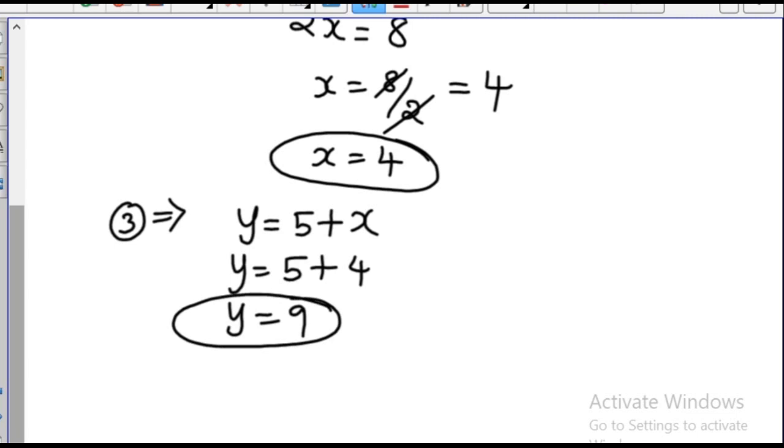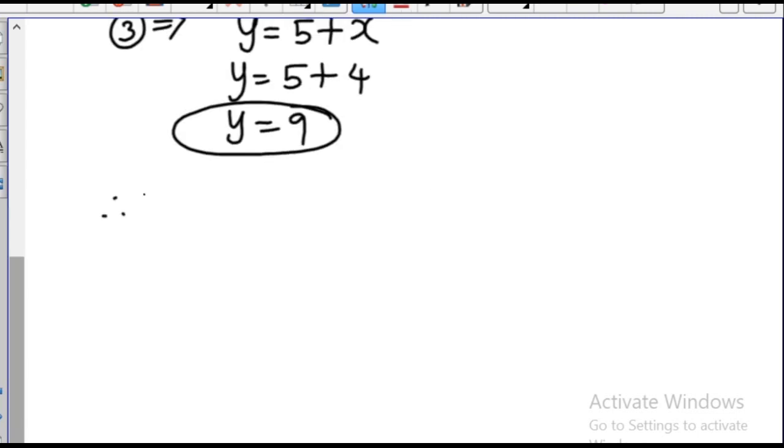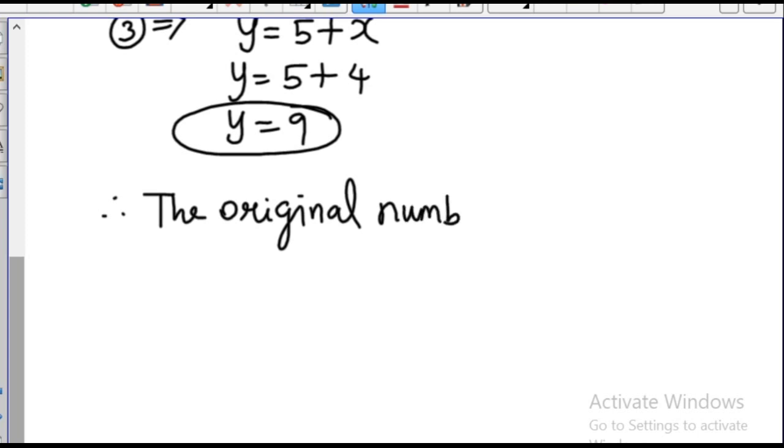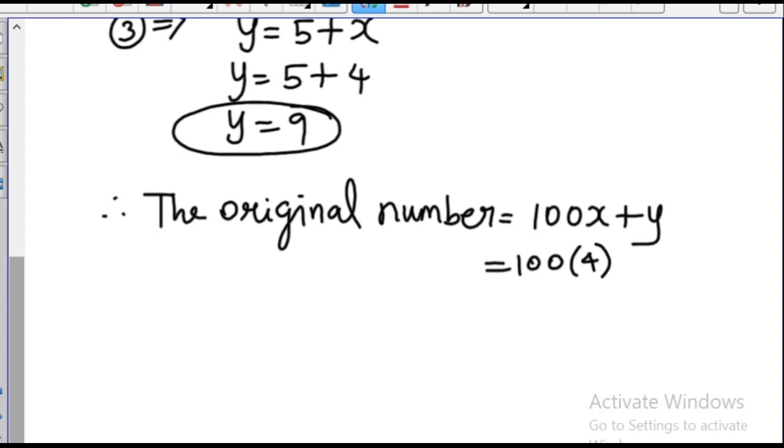What is our original number? Therefore the original number is equal to 100x plus y. So 100 into the x value, which is 4, plus the y value, which is 9. So 400 plus 9 is equal to 409. This is your answer.